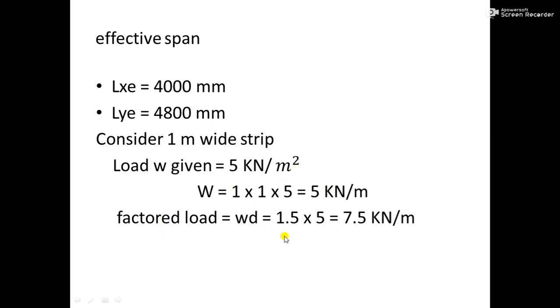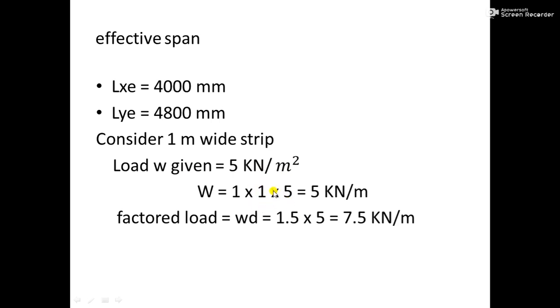Therefore factored load is 1.5 into 5. See here, this is the total UDL, not kilonewton per meter square. It is 5 kilonewton per meter. This is the UDL. That is, the total load is given, that is the addition of live load, dead load and floor finish. That total load is given as 5 kilonewton per meter.